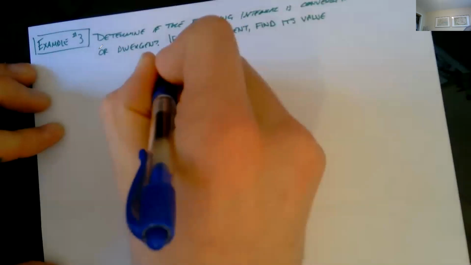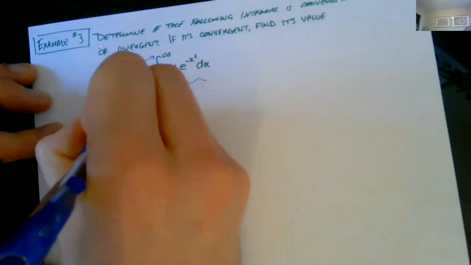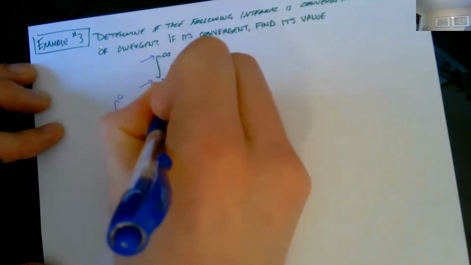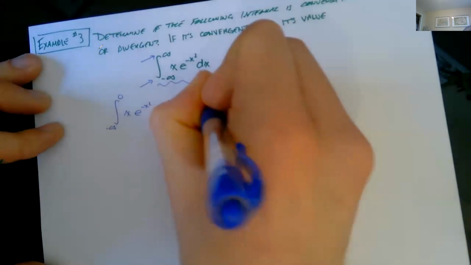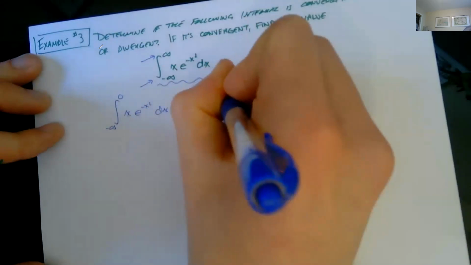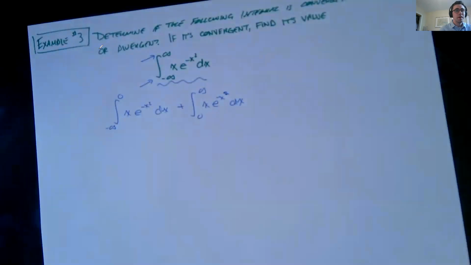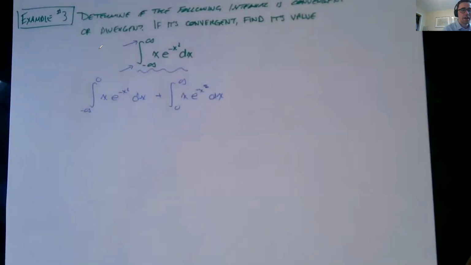I'm going to think about what value I might choose that's between negative infinity and infinity. In this case, I'm going to go with 0. So we're going to break this integral into the integral from negative infinity to 0 of x e to the negative x squared dx, plus the integral from 0 to infinity of x e to the negative x squared dx. So I've broken this into 2 integrals using that third statement from our notes.